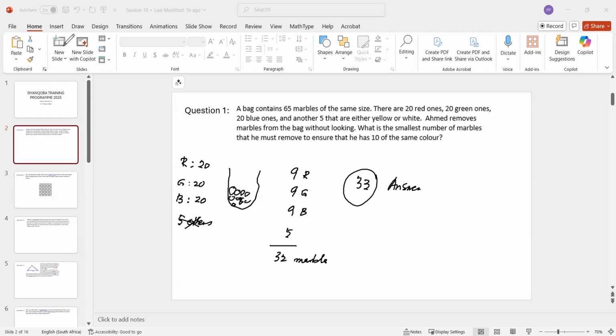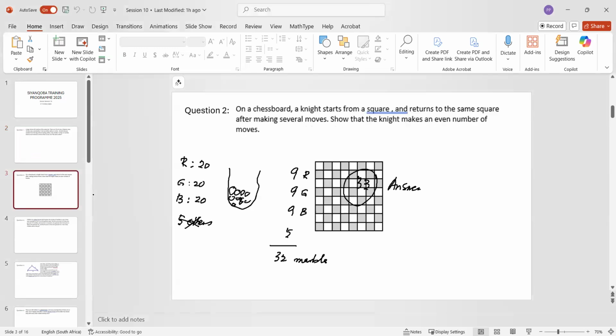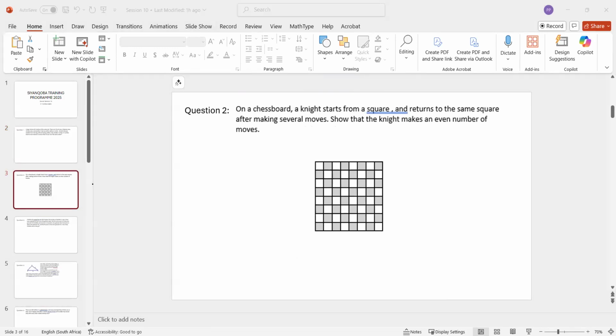Okay. The next problem, let's go to the next problem. Problem number 2. Here, this problem says, on the chessboard, a knight starts from a square and returns to the same square after making several moves. All right, so a knight starts from a certain square and returns to the same square.